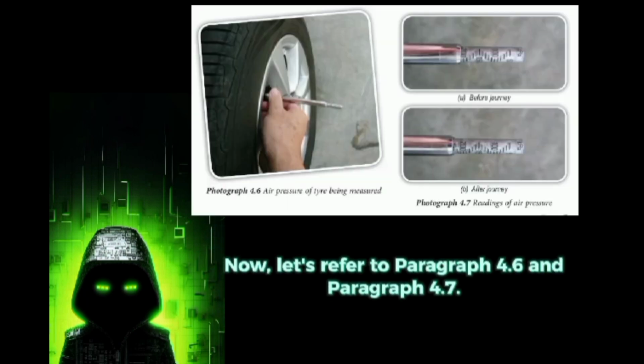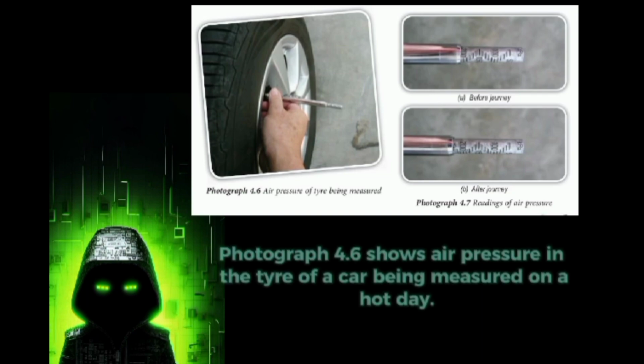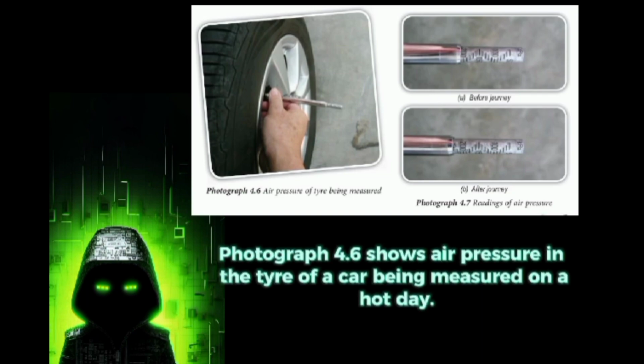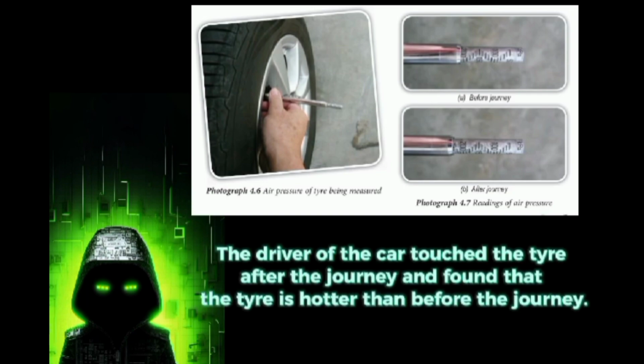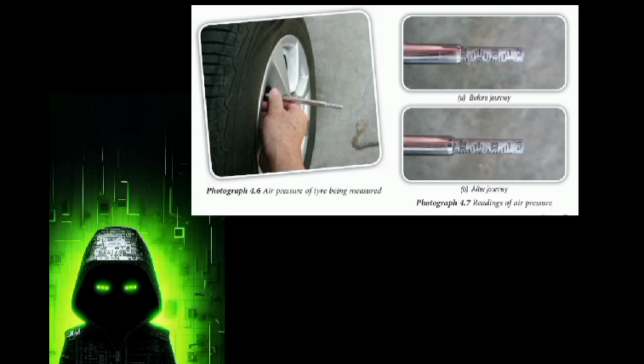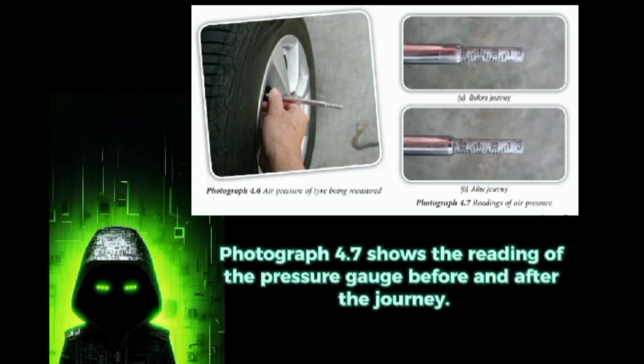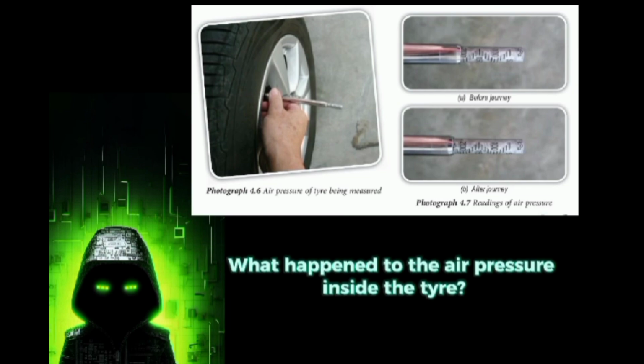Now let's refer to photograph 4.6 and photograph 4.7. Photograph 4.6 shows air pressure in the tire of a car being measured on a hot day. The driver of the car touched the tire after the journey and found that the tire is hotter than before the journey. Photograph 4.7 shows the reading of the pressure gauge before and after the journey. What happened to the air pressure inside the tire?